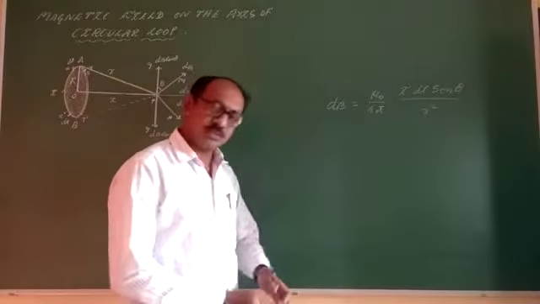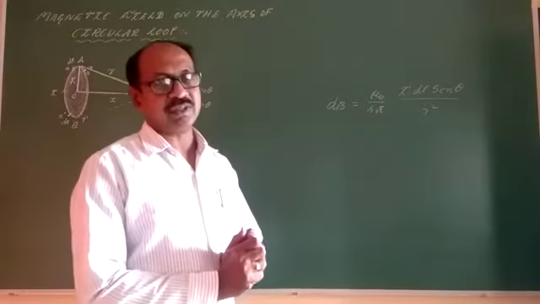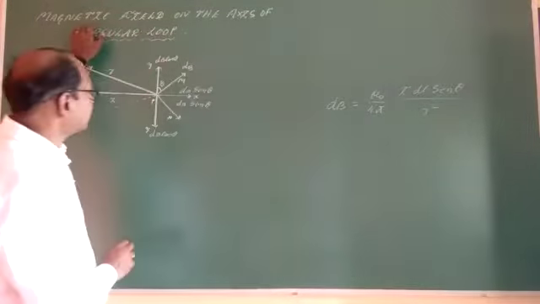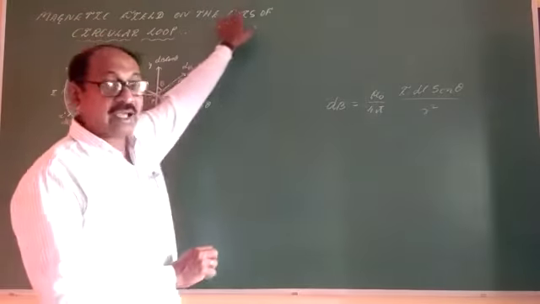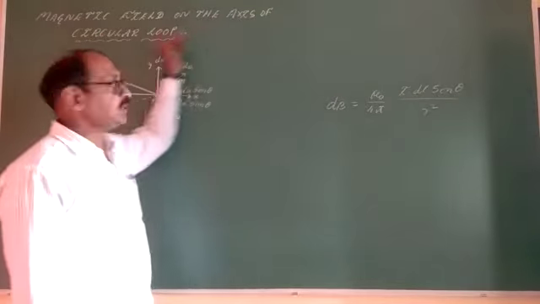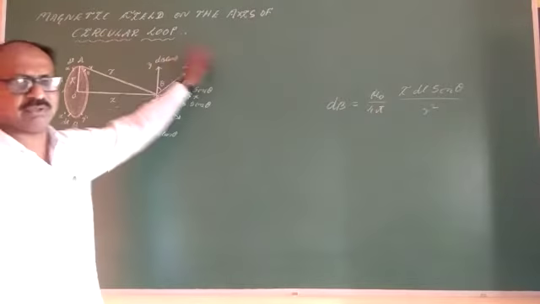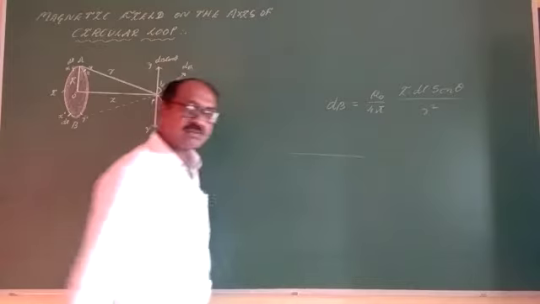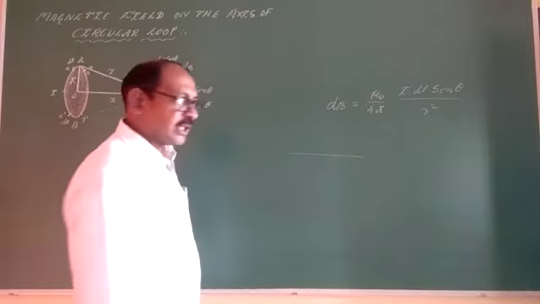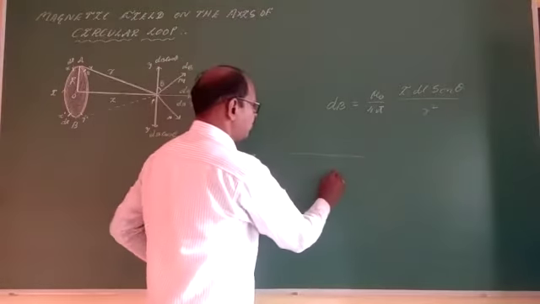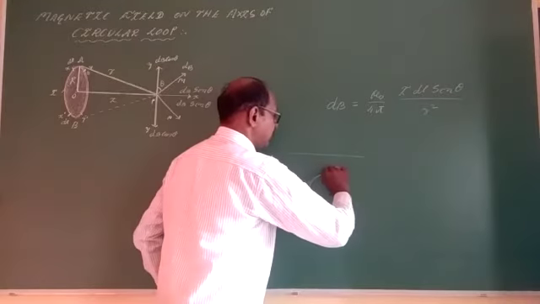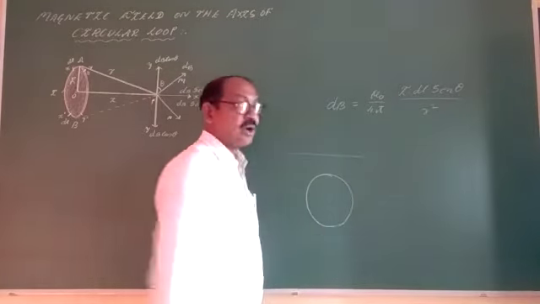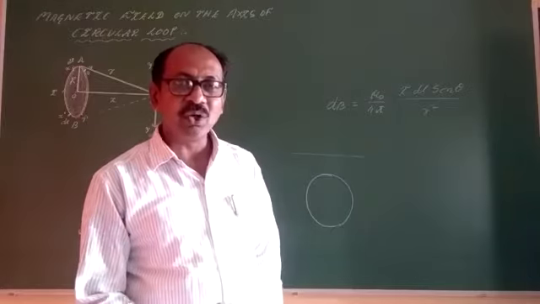Now let us pass on to another important concept: the magnetic field on the axis of a circular loop. What is meant by a loop? If you take a conductor like this, and the conductor is turned into a loop like this, we can call it a loop, or a circular coil.